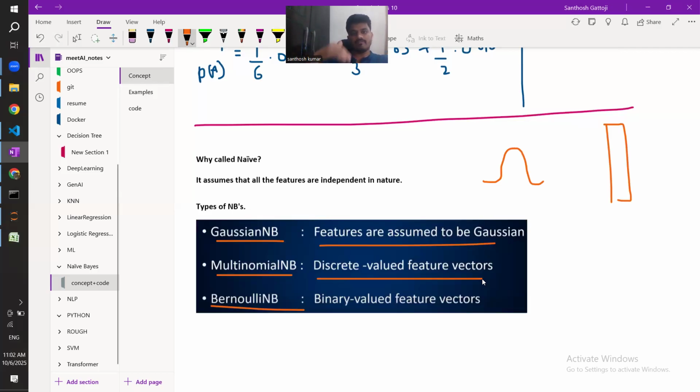Continuous, like weight, could be 3, 3.5, 3.4. Discrete means, for example, how many people in a class: 2, 10, 5. It cannot be 5.5. How many vehicles do you own? I have two vehicles, three, not 2.5. In those cases, if the features are like that, we can go for multinomial. And if the features are binary, then we can go for the binary valued Bernoulli naive Bayes. So these are the different types of naive Bayes.